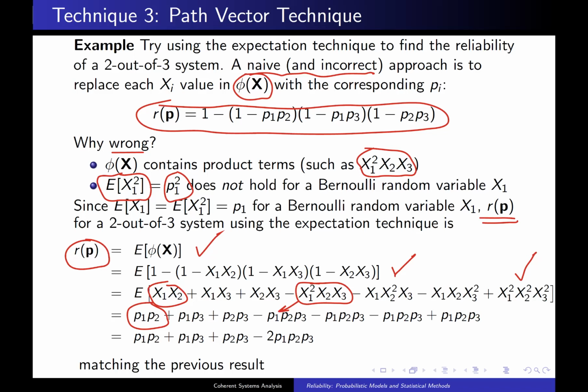So here is the appropriate way of calculating the reliability function of a 2 out of 3 system using the expected value technique. When you shorten it up, you get exactly what you got on the previous page, so they match as they should.